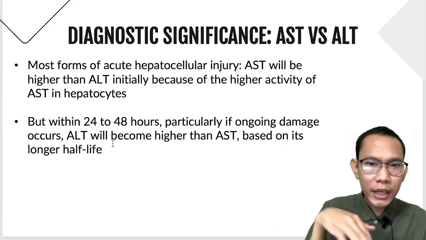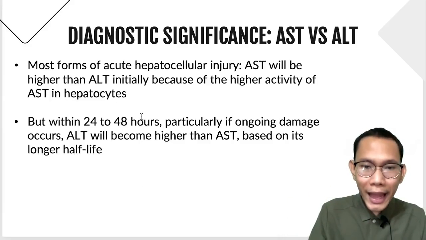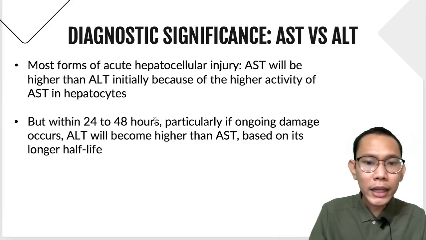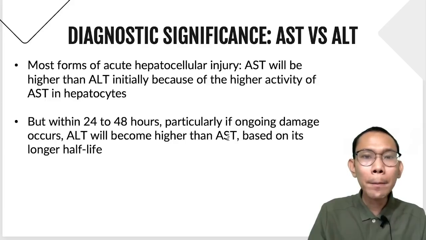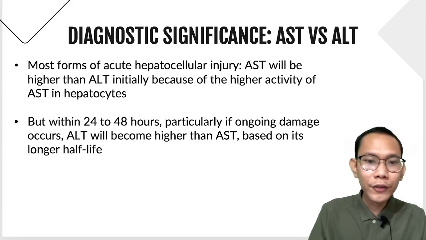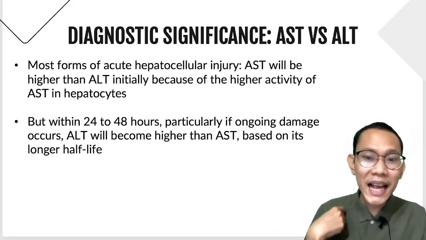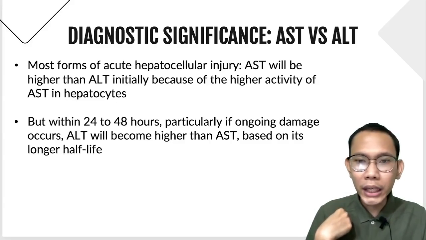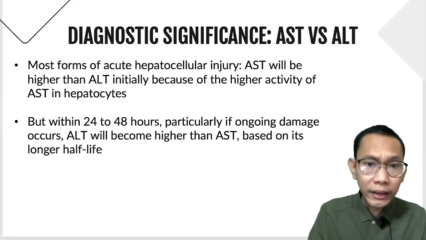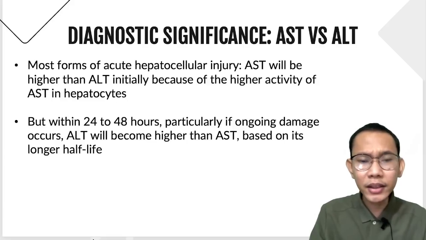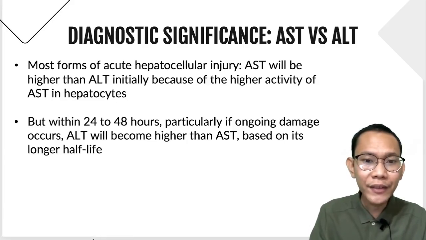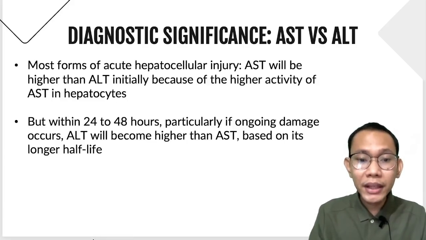Pero, if there is a continuing damage, then that's the time that your ALT becomes higher than the AST because of the half-life. Sabi natin kanina, ang half-life of your ALT is around 24 hours, 16 hours ang sa ating AST. But if you're gonna read your book, sa Henry's, ang ALT is around 47 hours ang half-life, ang AST is 17 hours.